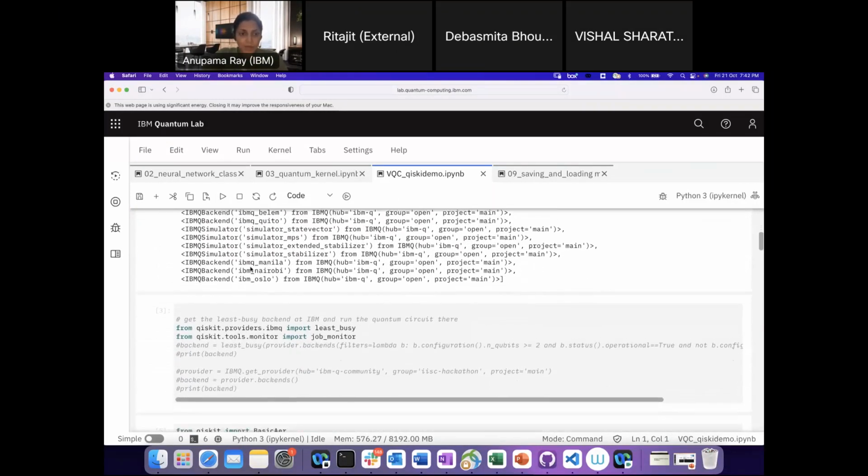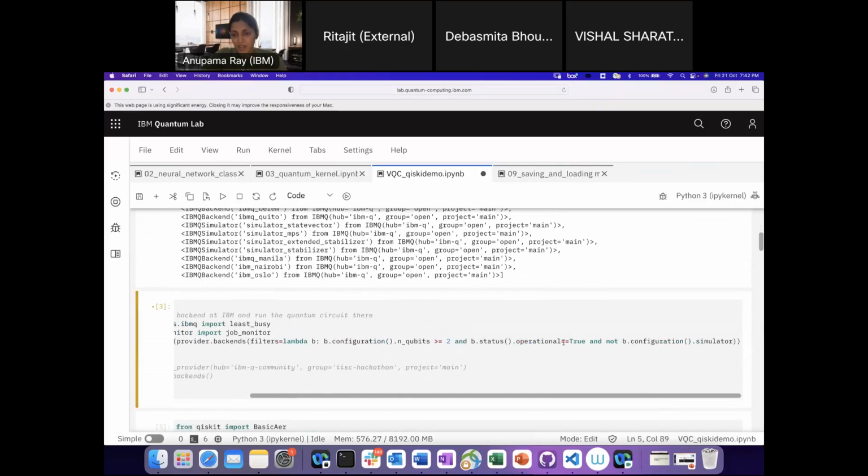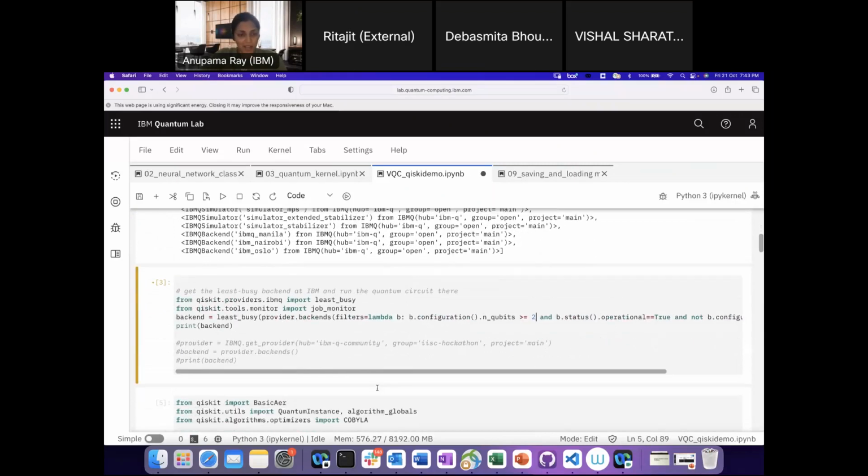And there is a way that you can actually see what is the least busy. So I'll just uncomment this, and then you can find the least busy machine. Here, whatever your qubit requirement is, you can say 227 or whatever it is, and you can say that the device needs to be in an operational state, it shouldn't be under maintenance, and it should not be a simulator.